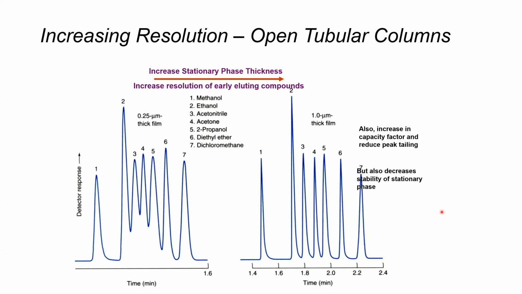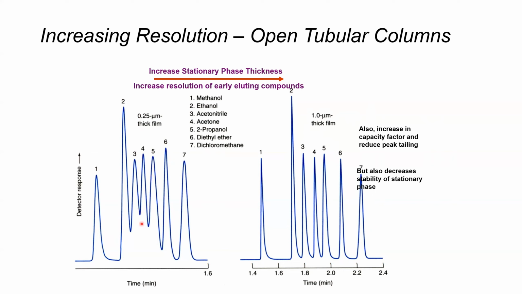Another way of increasing resolution in open tubular columns is to increase the stationary phase thickness. And so this will hopefully increase the resolution of early eluting compounds. So on the left-hand side, we have the elution of these 7 compounds and a 0.25 micrometer thick film coating on the inner surface of our column.